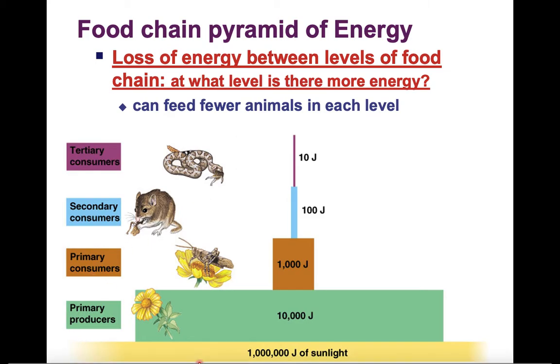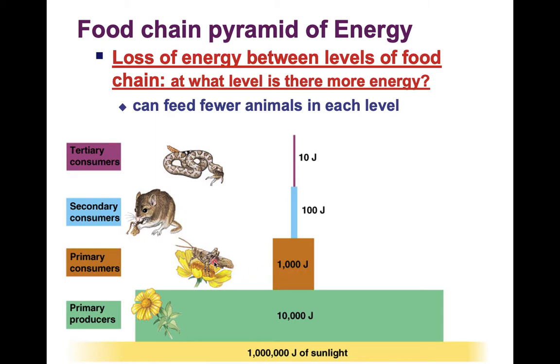So we have a lot of energy that comes in from the sun, right? For example, here you have 1 million joules of sunlight. Well, the primary producers are going to get most of that energy. So here at the bottom of this food chain pyramid of energy, you're going to see that the primary producers have about 10,000 joules of energy, right? By the time this primary consumer feeds on the primary producers, it is only going to get about 10% of that energy. So this grasshopper here is only going to get about 1,000 joules of energy.